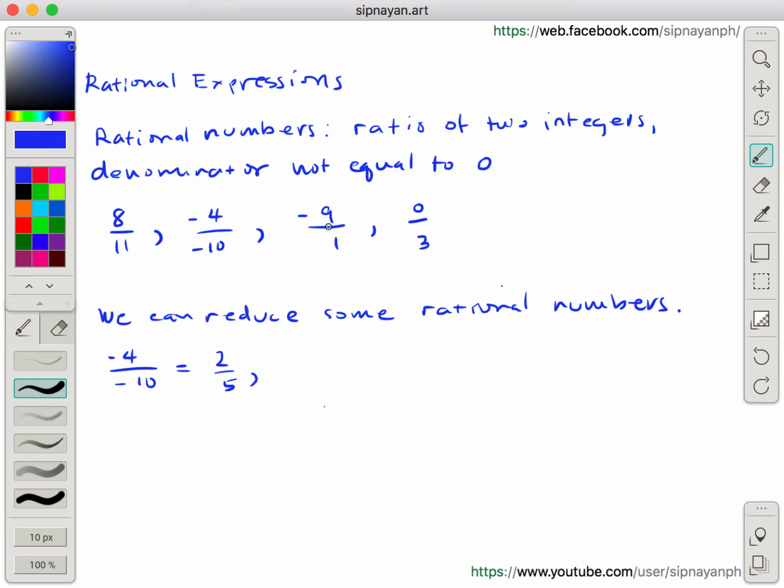And for example, we have another example, negative 9 over 1. It's just negative 9. And of course, 0 over 3 is just 0. So, meron din tayong note na all integers are rational numbers.